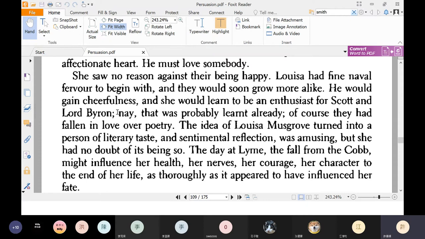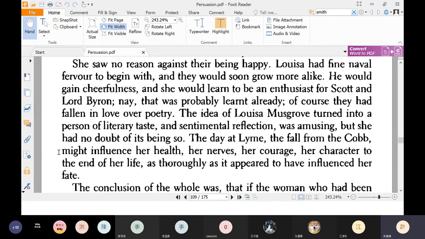Then Anne thinks, no, that was probably learned already. Maybe she already learned to love his poetry. Of course, they had fallen in love over poetry. So actually, no, they didn't even need to be married for Louisa to grow more like Benwick in terms of literary taste and sentimental reflection, because this poetry is sentimental and romantic, that kind of romantic poetry.